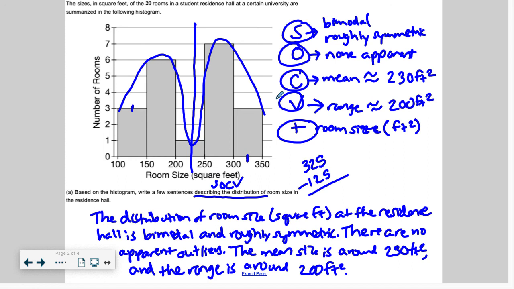So now we've gone through how we take the elements of SOCV and write them out into full exam responses using sentences. There's going to be another short video showing you how you compare distributions on the AP exam, and then you'll have some practice problems to complete. Please just let me know if you have any questions on this.